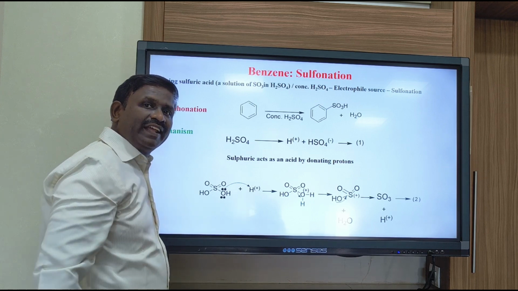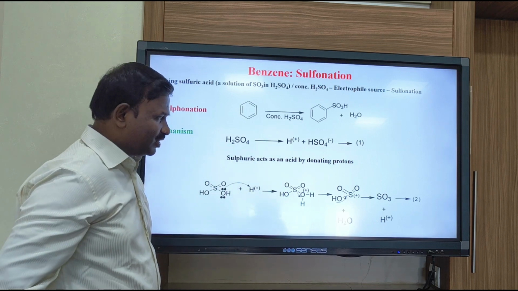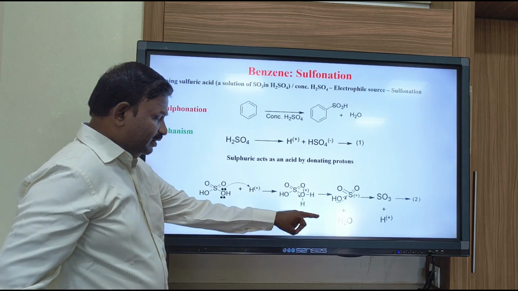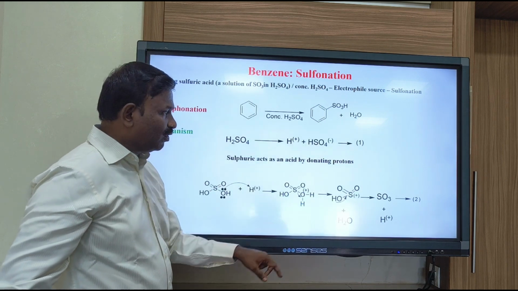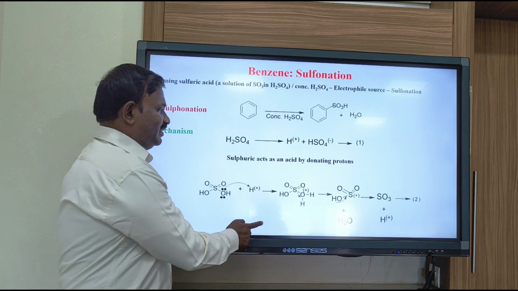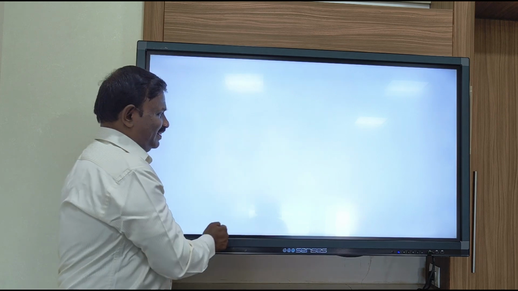This is the rate limiting step. Formation of the electrophile is the rate limiting step. The sulfur trioxide, that is the sulfonium ion which is formed, again reacts with benzene in the fashion in which the nitronium ion reacted with benzene.